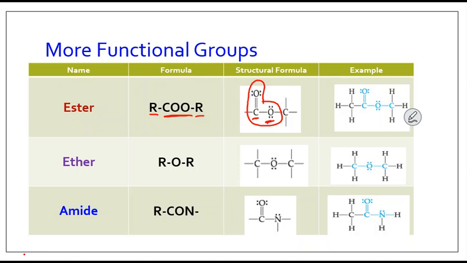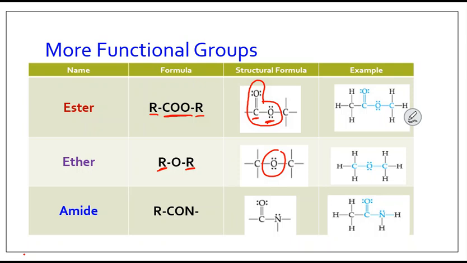The ether is also in between 2 carbons, okay? In between 2 carbons. These R's are representing carbons. The only difference is it's just a single bonded O in the middle. Single bonded O in the middle. That's an ether.